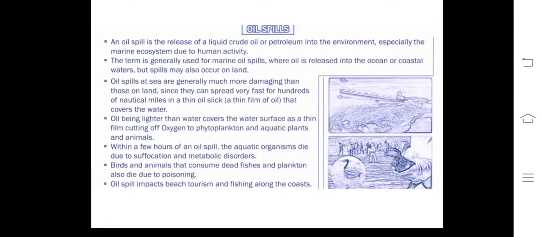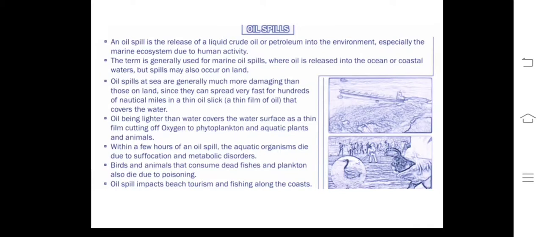Yes, oil spills at sea are generally much more damaging than on land, since they can spread very fast, over 100 kilometers, 100 nautical miles, with a thin oil sheet. And if you have such a barrier at the top of the surface of the water, how will sunlight penetrate inside the system? Now automatically many living organisms present at the upper side of the water body can die immediately. So simple to understand.